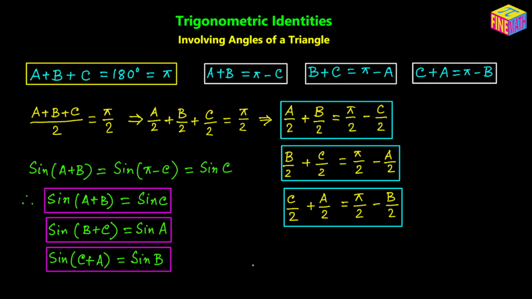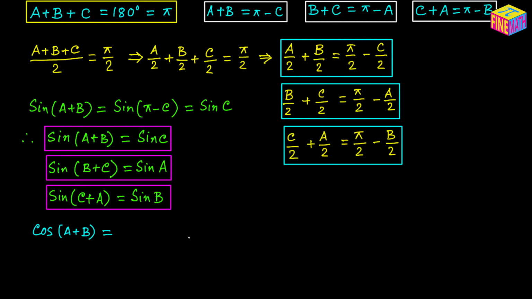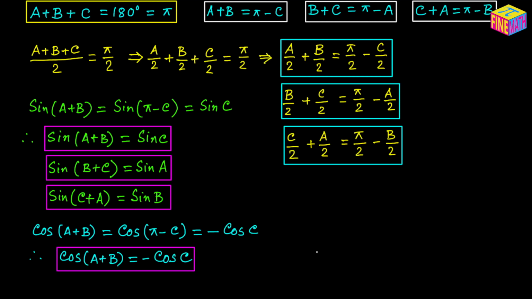Now let's try to find out cosine of (A plus B) in terms of cosine of C. Since A plus B is equal to pi minus C, can we write it as cosine of (pi minus C)? And for cosine of (pi minus C), it will be negative cosine of C. So we can say that cosine of (A plus B) is equal to negative cosine of C. And similarly, we can prove that cosine of (B plus C) will be equal to negative cosine of A. And similarly, we can also prove that cosine of (C plus A) will be equal to negative cosine of B.